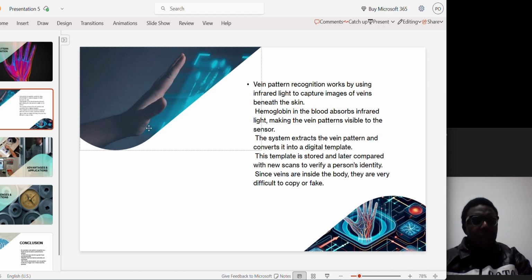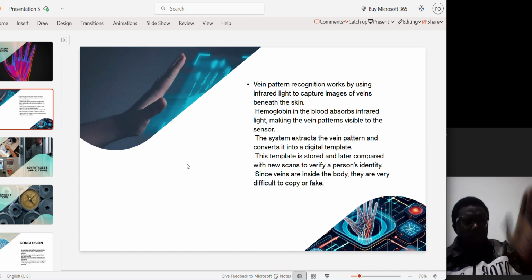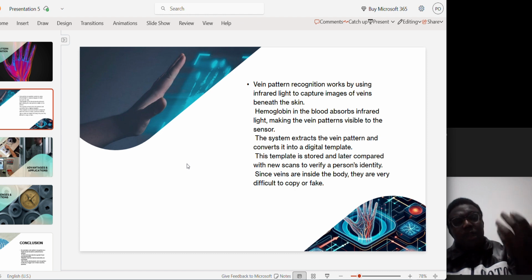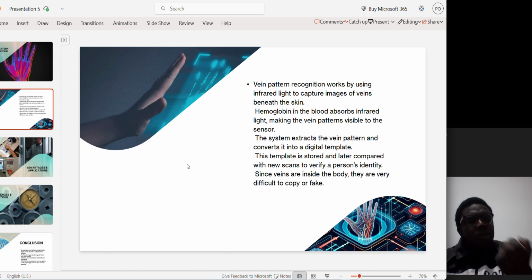Vein pattern recognition works by using the palm. You put the palm, and it uses infrared light. Infrared light captures the image of the veins beneath the skin. Now there's what they call hemoglobin. The hemoglobin in the blood absorbs that infrared light, which makes the vein pattern visible for the sensor. That's how you get the vein pattern.